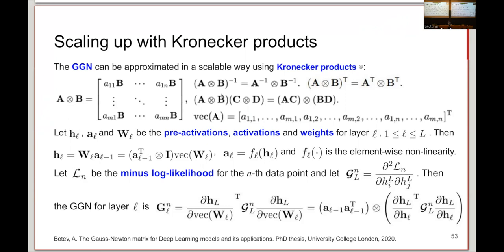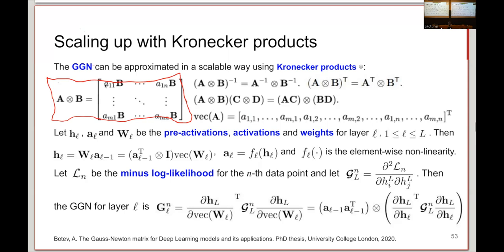Has anyone heard about Kronecker products before with matrices? Can anyone raise the hand? Okay, so many people here have seen this. A Kronecker product between two matrices is shown here. So the idea is that you just take the entries in matrix A, and you multiply that entry by the whole matrix B, and then that's going to be another entry in the product matrix.